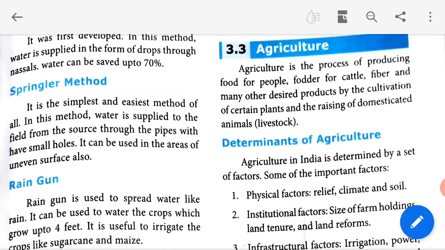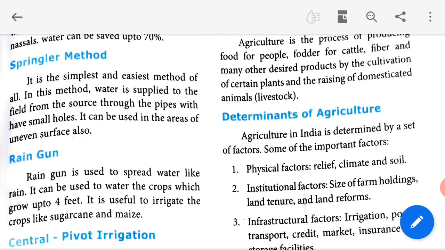Sprinkler, it is the simplest and easiest method of all. In this method, water is supplied to the field from the source through pipes. So, how does water go to the fields? Through pipes, and those pipes will have small holes, not one single hole, there will be a lot of holes in the pipes. So, it can be used in areas of uneven surface also. So, you can use this when the surface is not equal. Even if it is unequal, you can use this type of sprinkler method.